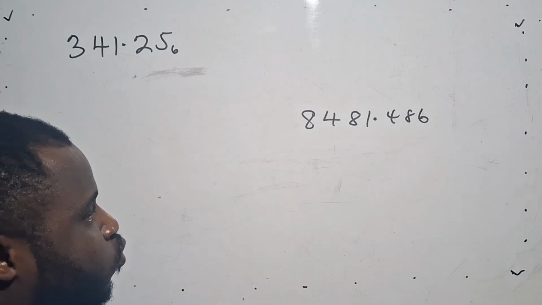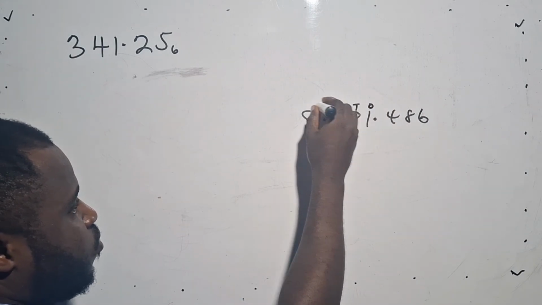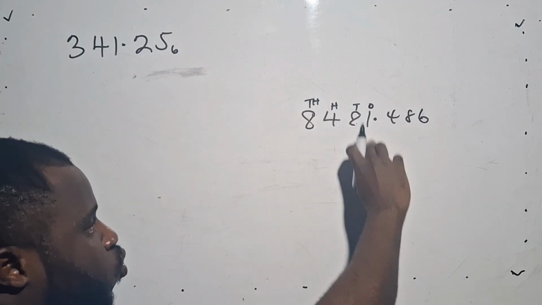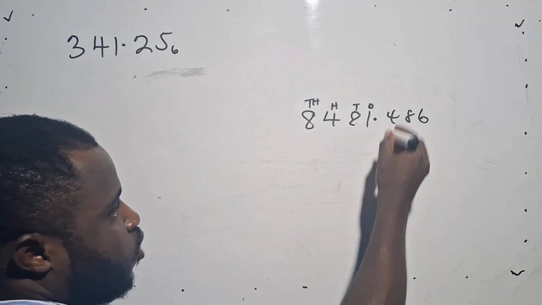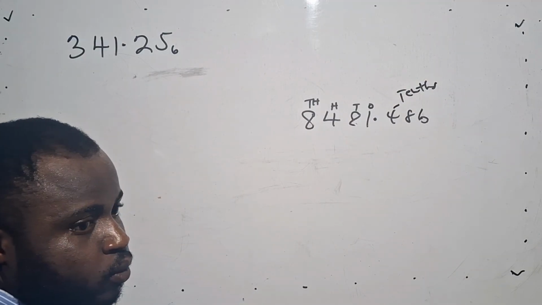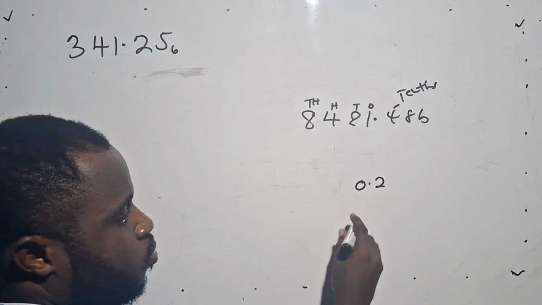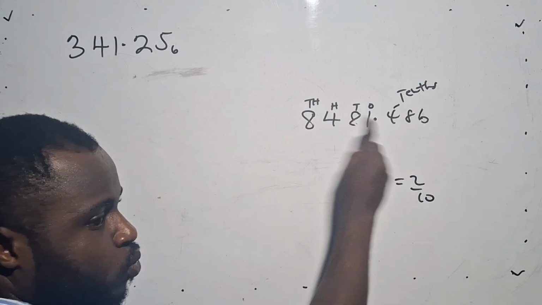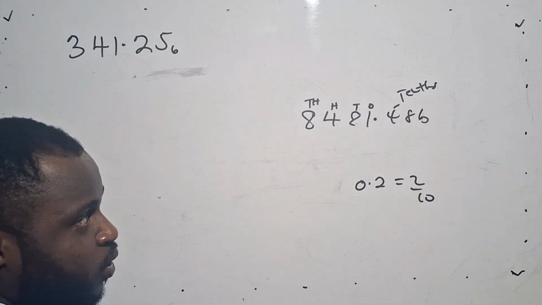So what you have to know is that this is our normal ones we know. This is tens, this is hundred, and this is thousand, and so on. Now immediately you cross the decimal, this one is tenth. That is why when you see any number like 0.2, it means the number is 2 on 10, because of the place value. The place value of decimals is available on my channel. You can go and watch it and understand.